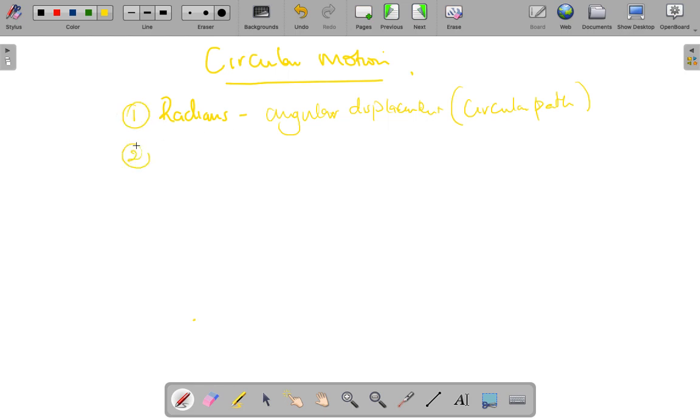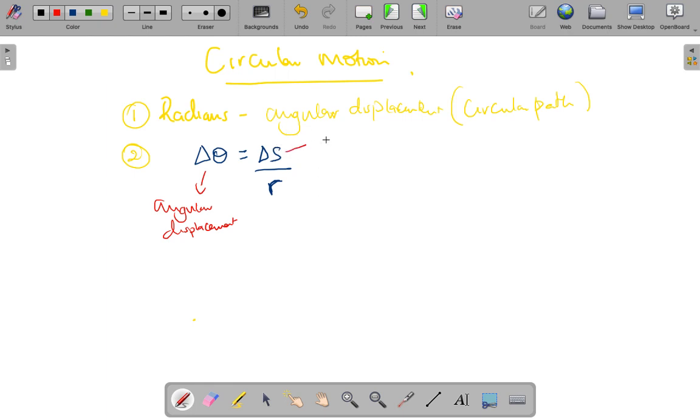Angular displacement can be calculated using this relationship. The change in angle is the change in displacement divided by the radius of the circular path. So this here is called the angular displacement. We've started from the basics, so we shall continue to the complex parts.